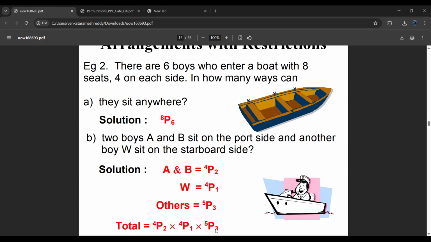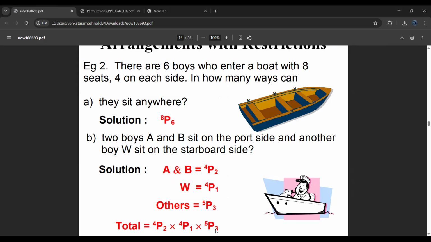There are 6 boys who enter a boat with 8 seats, 4 on each side. In how many ways? So they are entering the boat with 8 seats, 4 on each side. It means having 8 seats, 4 can sit on each side. Out of 6 people, there are four possibilities to seat 4 boys on each side.